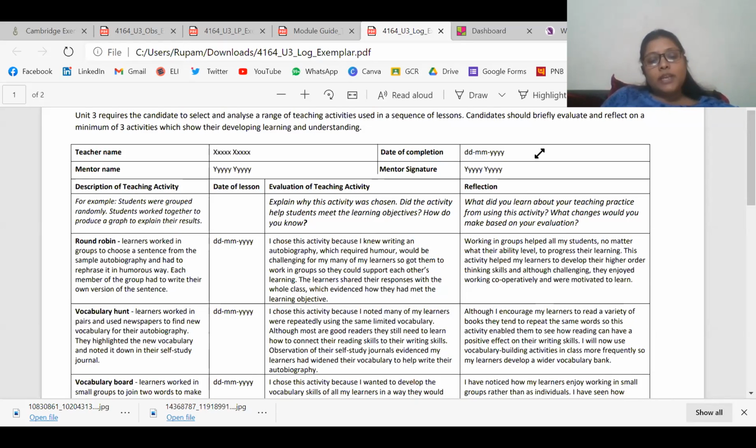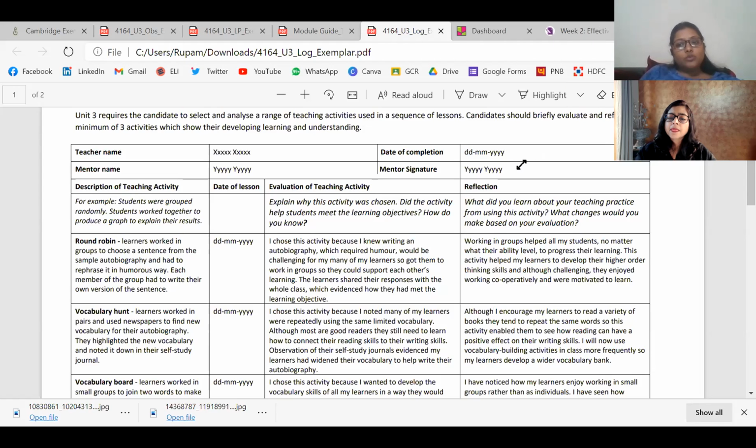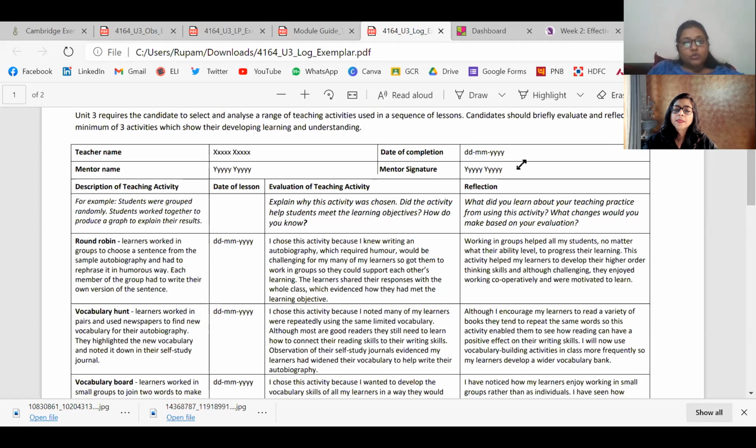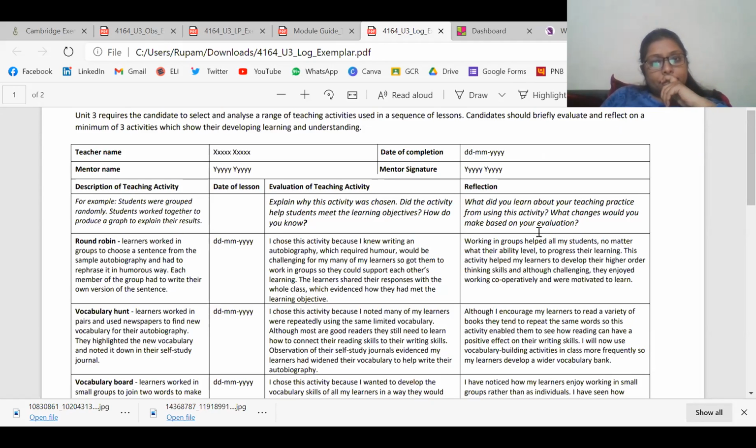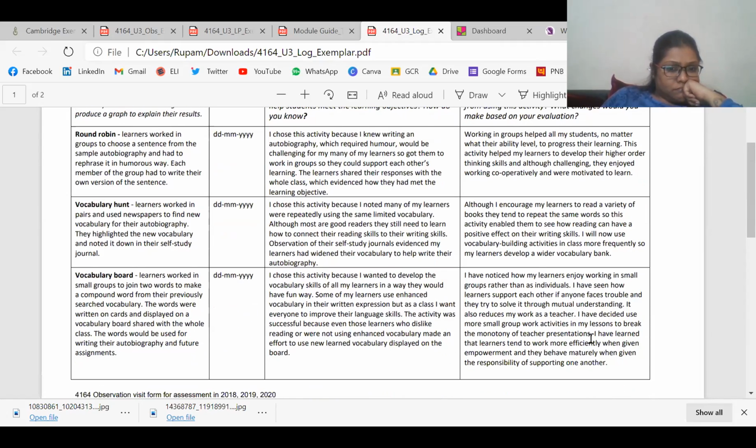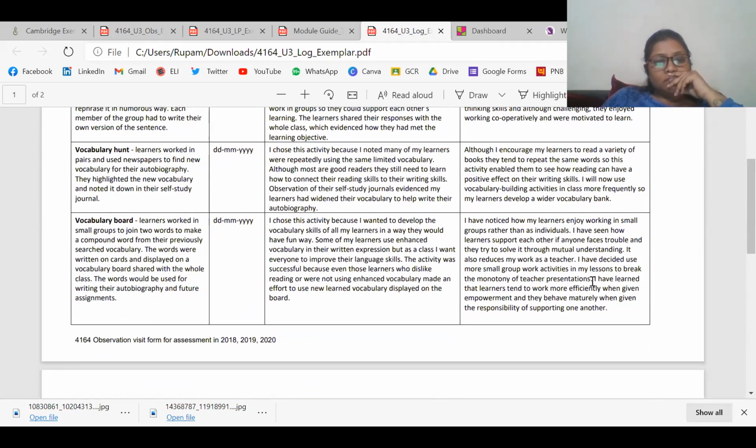So she doesn't mention whether she would like to change anything, or even if she won't like to change, her reflection is fine. Yes, if she does not want to change, she'll not mention. But if you see, it's written, what changes would you make based on your evaluation? But if everything is nice out here, you would not like to make changes. In some cases, it's written, I will now use vocabulary building more frequently, so my learners develop. In this also, she doesn't want anything to be changed.